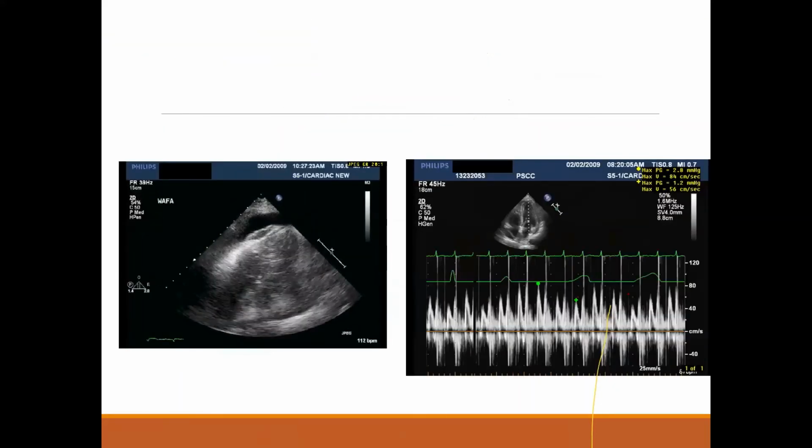Good. Now, what are we seeing here? This is a wave across the mitral valve. So a variation across the mitral valve. Okay, variation across the mitral valve. So this one here, you are describing this one. What about the one on the left, this one?